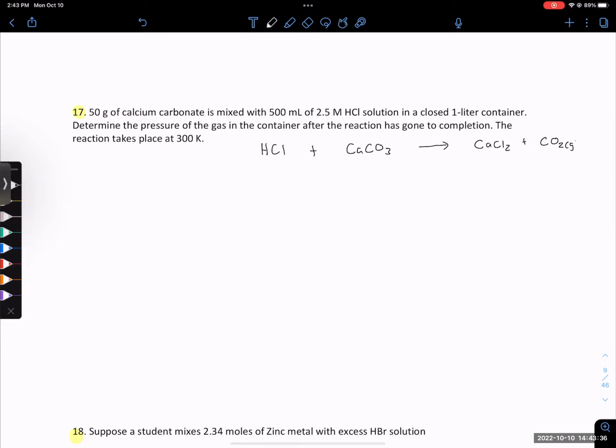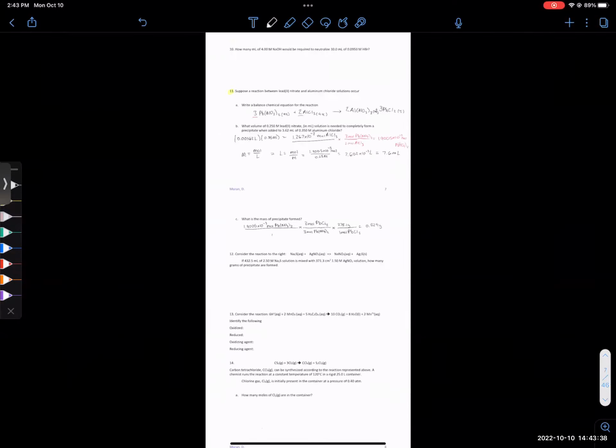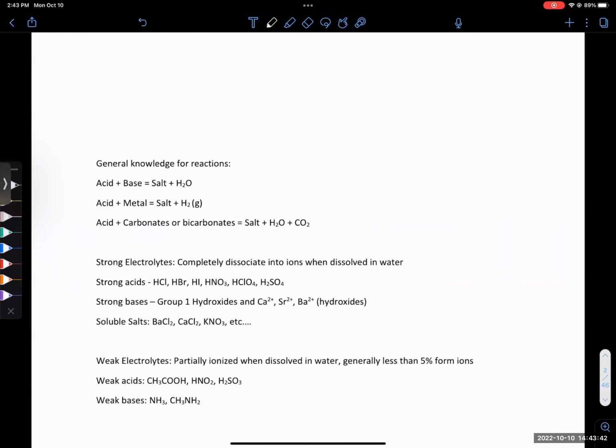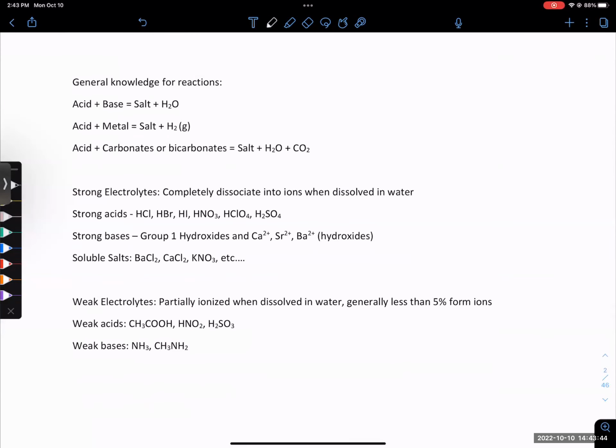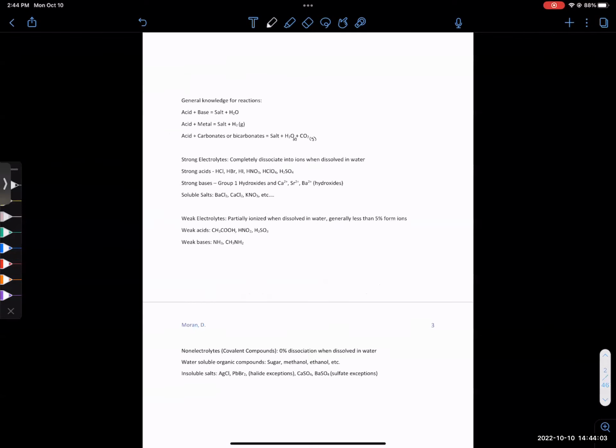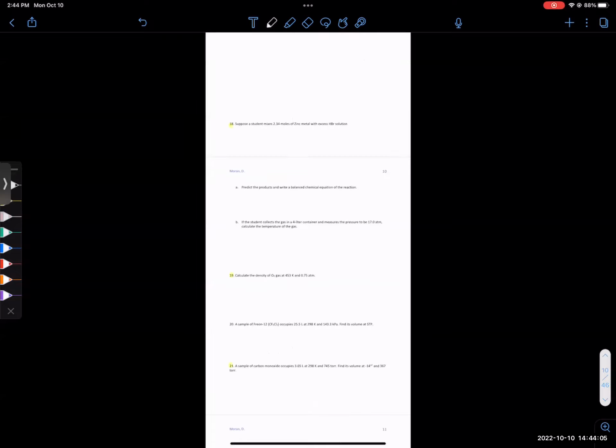Remember carbon dioxide gas, and that's up here. I put it in here so you can review some of these things. So the general knowledge that you need to know are these 3. This is on the review we sent you, so you don't have to take a picture, but if you want to. I didn't put the states of matter, but water is a liquid, carbon dioxide is a gas, and then your salt. So let's go back to number 17.